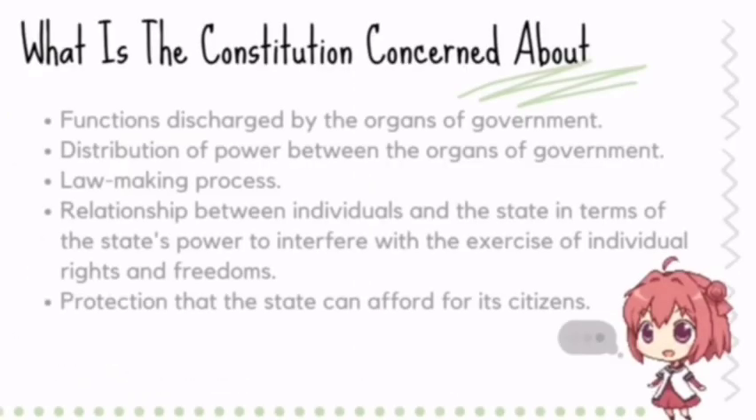So I will move to what the constitution is concerned about. There are five things that the constitution is concerned about: the functions discharged by the organs of government, the distribution of power between the organs of government, the lawmaking process, of course, because it is a constitution, right? Then the relationship between individuals and the state in terms of the state's power to interfere with the exercise of individual rights and freedoms. And lastly, the protection that the state can afford its citizens.